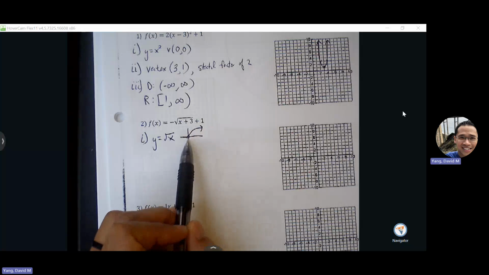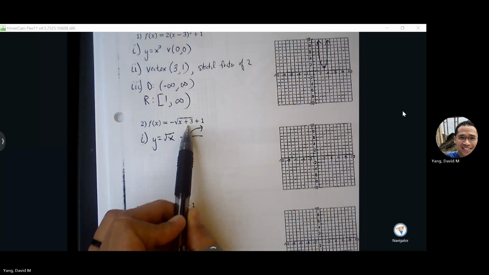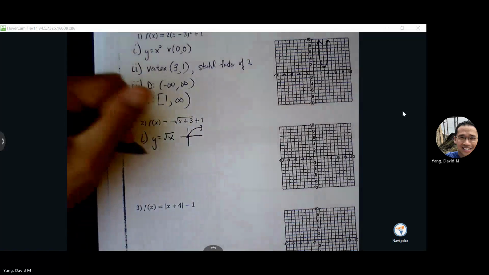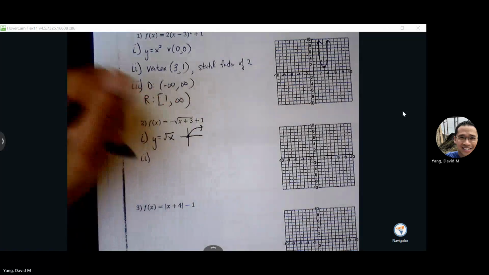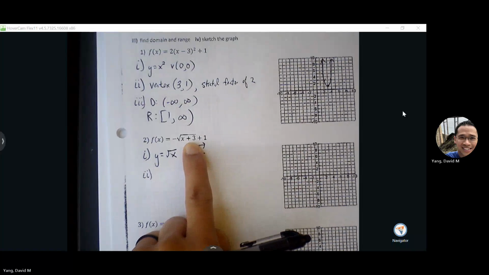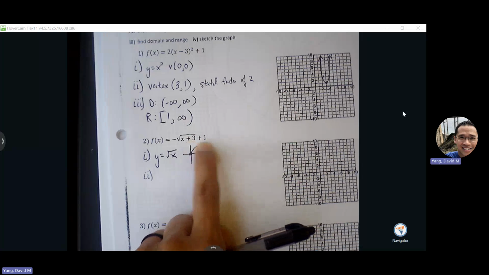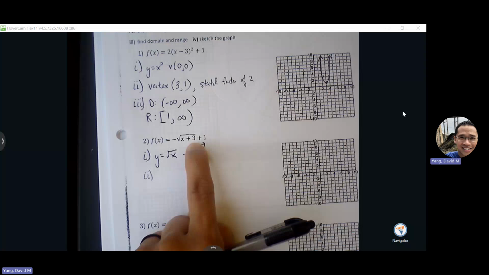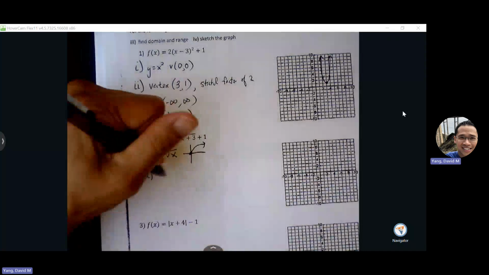This one, though, is going to take that 0, 0, and what's going to happen to that starting point? It's going to shift. What's that 3 going to do? Which direction is that plus 3 going to move? Yeah, to the left. So left 3 and up 1. So our starting point was 0, 0, but now we can say our starting point is going to be negative 3, 1.